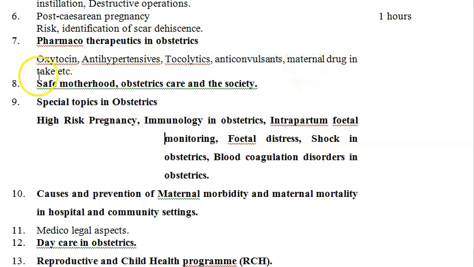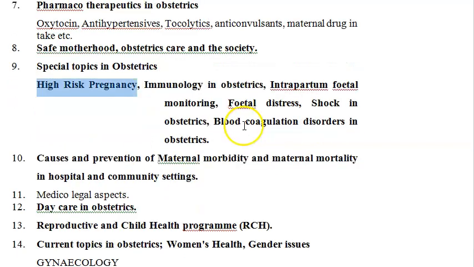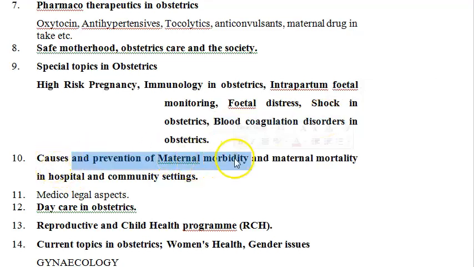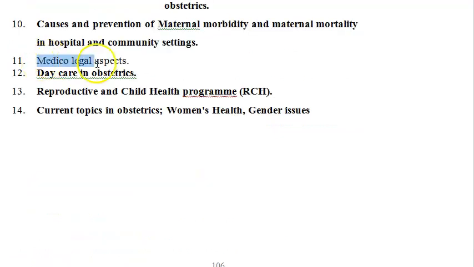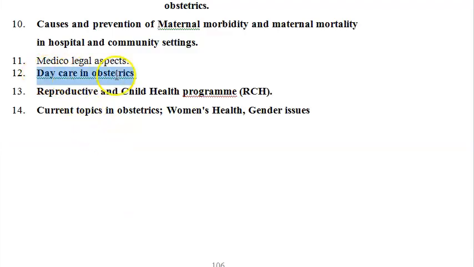Then safe motherhood, etc. High risk pregnancy, you should know, like blood coagulation disorders, right? Then you should know the causes of maternal morbidity, mortality, and how to prevent. Medico-legal aspects you should know, like paternity and all that. Medico-legal aspects, what else can you think of from forensic medicine? Infanticide, female feticide, right? Daycare and obstetrics, reproductive and child health program, RCH. Then gender issues. So that's all we have looked at the syllabus of obstetrics in MBBS, okay?